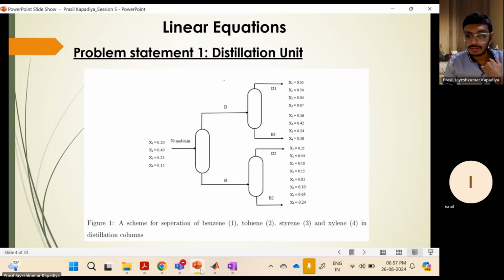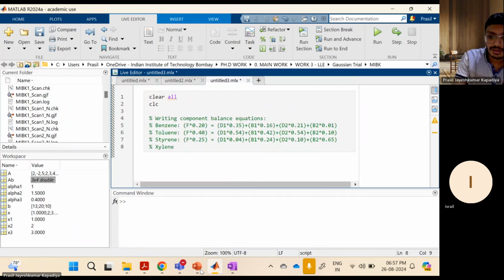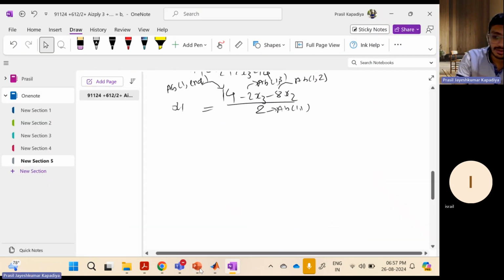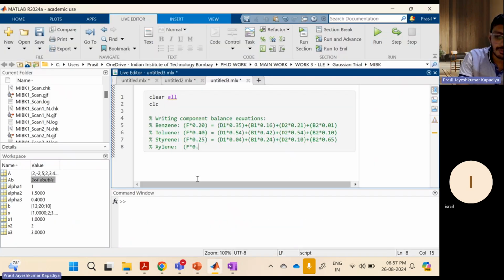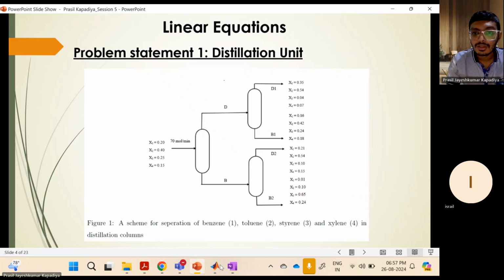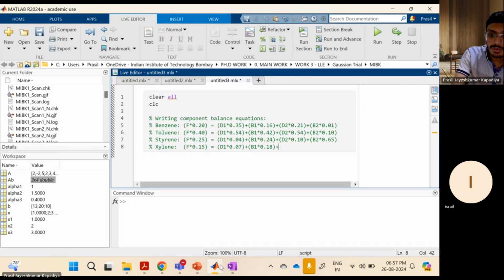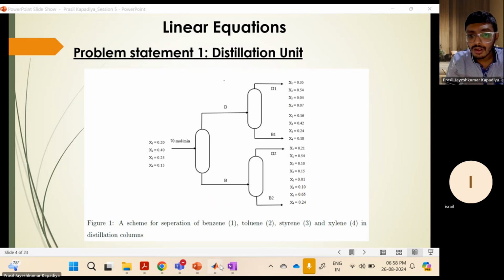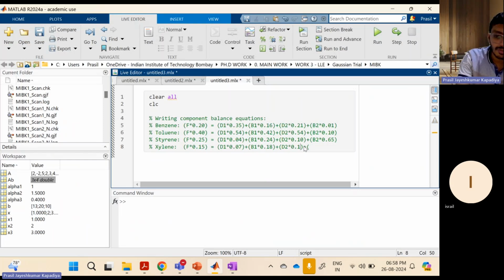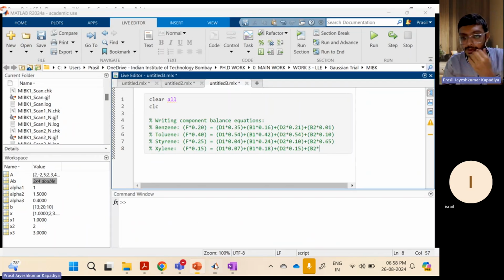Now the last equation is for xylene. F into 0.15 is equal to D1 into 0.07 plus B1 into 0.18 plus D2 into 0.15, not 0.10, plus B2 into the last element, that is 0.24.